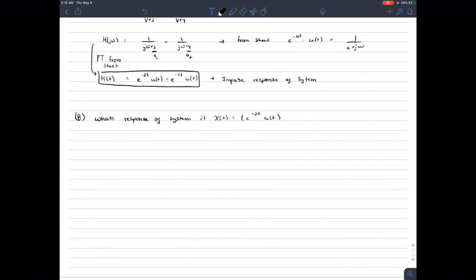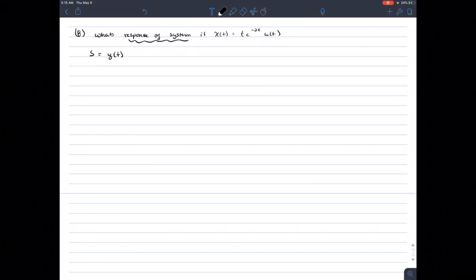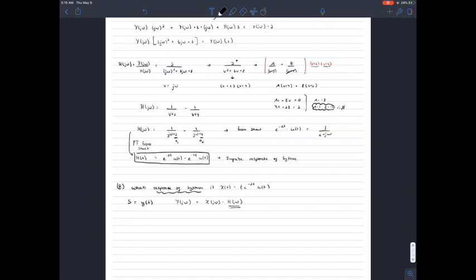Alright, another vocabulary lesson. What's the response of the system? That is meaning y sub t. Okay, you have to really know what you're trying to find, and it just makes it super easy. So a little overview before we start. Y sub t you can get from Y of j omega, and Y of j omega is equal to X of j omega times H of j omega. Okay? So we already have H of j omega. We found that up here. This is the H of j omega that we are going to use.